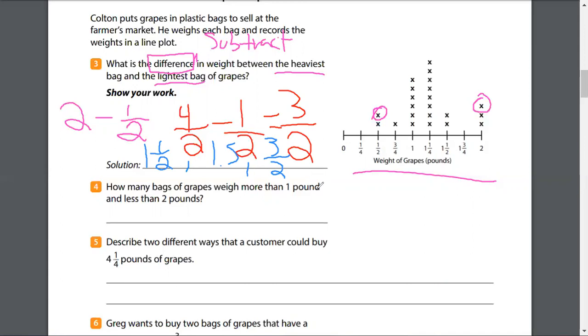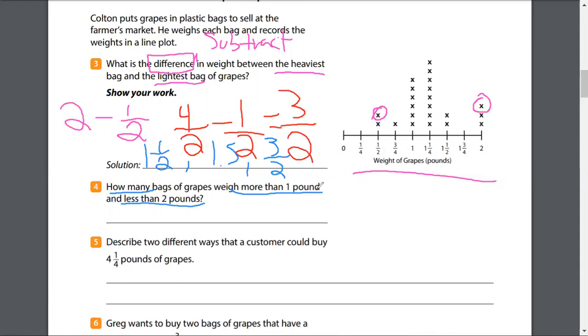How many bags of grapes weigh more than 1 pound and less than 2 pounds? This sounds like an inequality to me. So, keywords, how many? More than 1 pound and less than 2 pounds. I am going to look at the number line that we have for our line plot, and I will plot these inequalities before I do anything else.